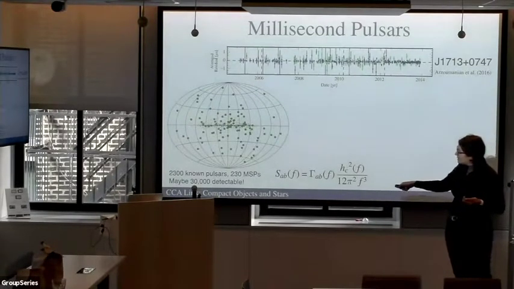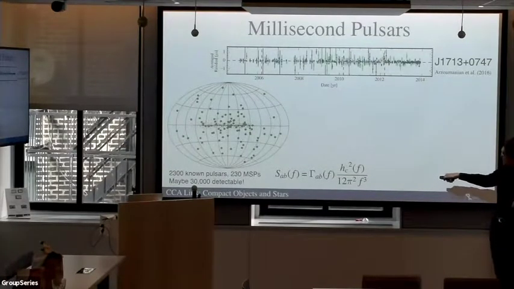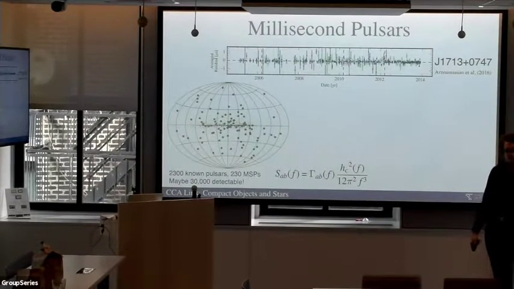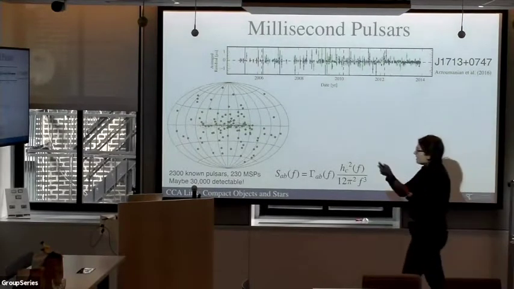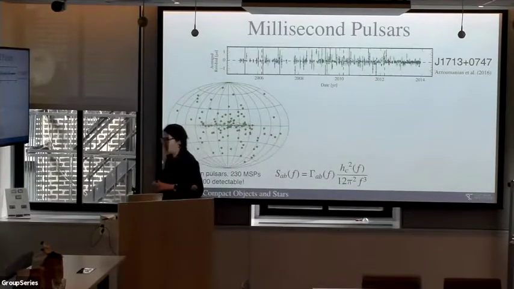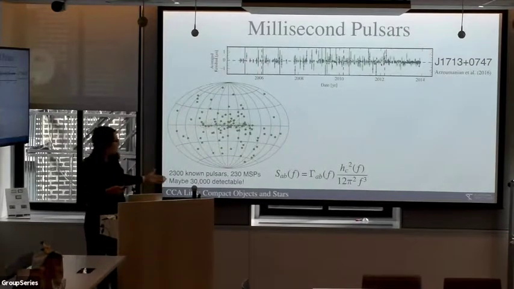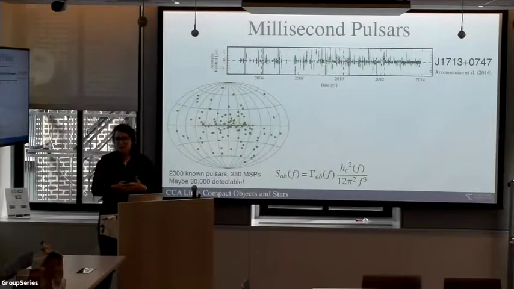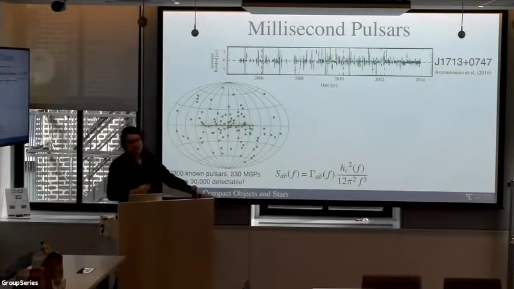Here are the residuals from pulsar A and pulsar B. To extract the gravitational wave signal, there are two pieces that I'm going to talk to you about. One is this correlation function, which is the gravitational wave signal that correlates all of the residuals in your pulsars. The other piece is the characteristic strain, which in turn contains the astrophysics of the sources themselves. In our galaxy right now, there are around 2,300 known pulsars, and around 10% of them are millisecond pulsars, which we time with NanoGrav. There could be 30,000 more detectable millisecond pulsars. Studying these has clear links to the CCA in terms of compact objects and stars.